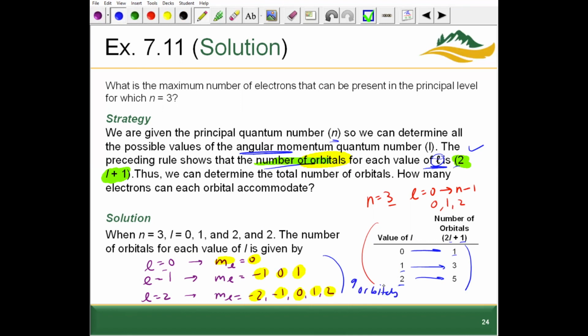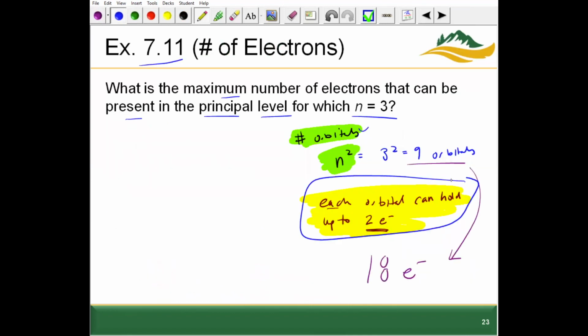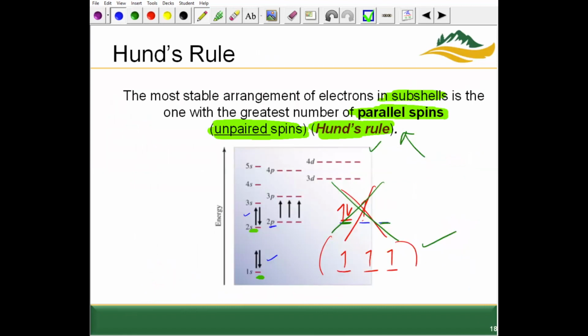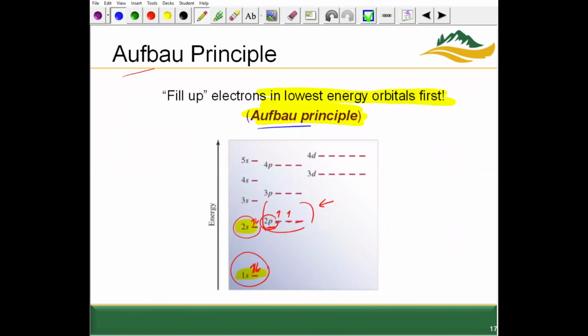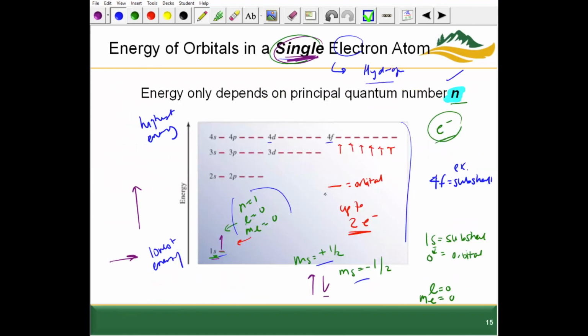Using this then, we still come back to this big idea that each orbital can hold up to 2 electrons. Remember back to this diagram that each of these red lines represented 1 orbital. Each orbital can hold up to 2 electrons, spin up and spin down.